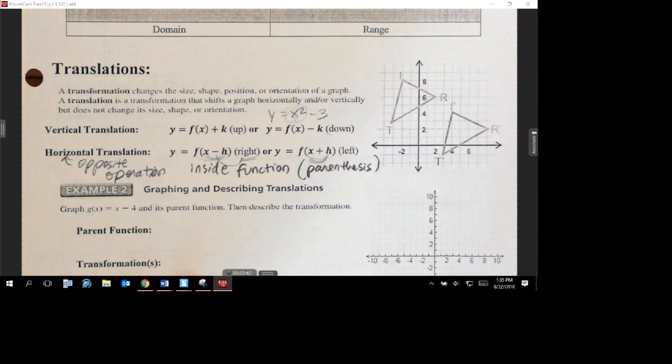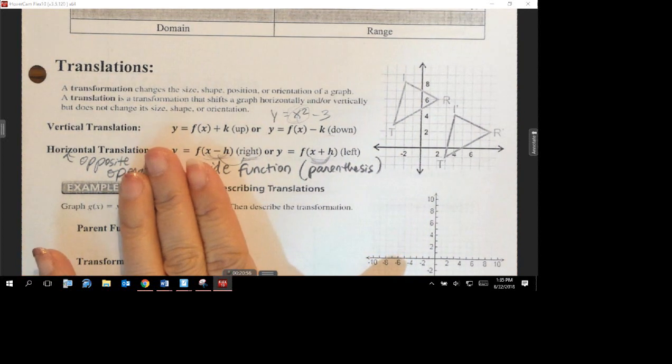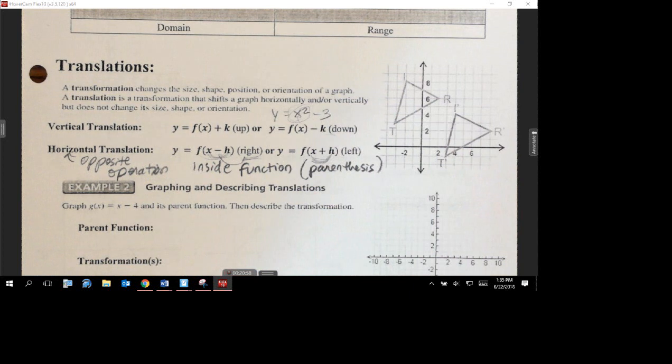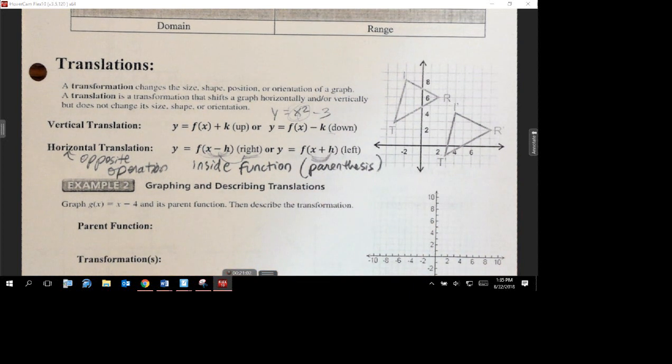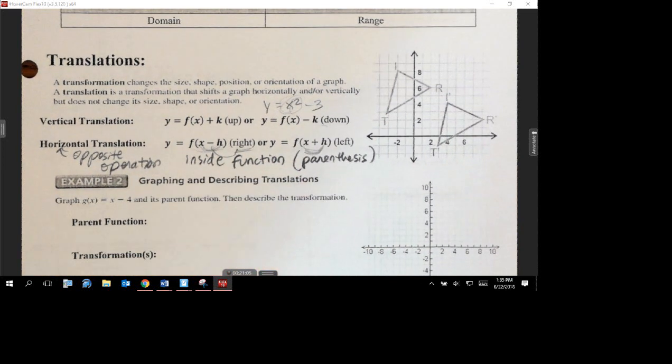Most of the time there are parentheses, sometimes not, and we'll go over a case where there isn't. But if it's inside of the parent function, it's horizontal. If it's outside of the parent function, it's vertical. This probably won't be handy when you do your homework because it can get confusing until you know it. We're going to do it in almost every single chapter of this entire book, so leaving this class, you should know it.